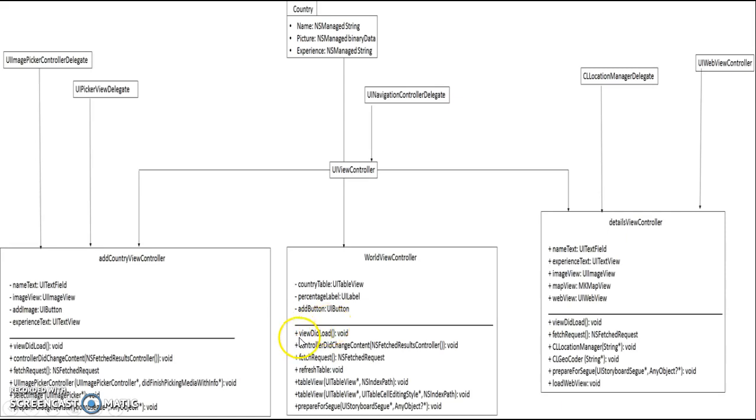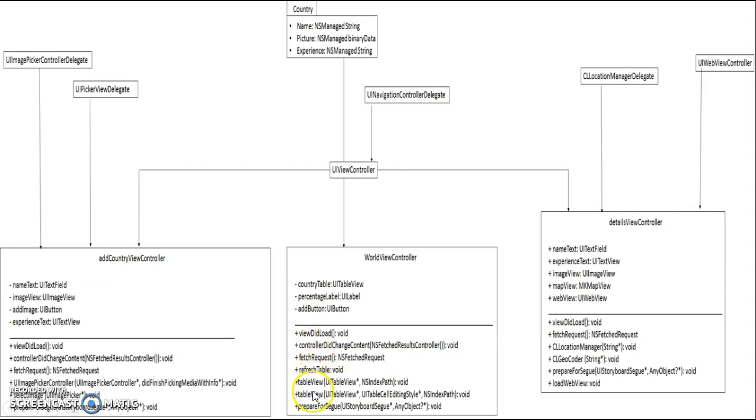This has a lot of redundant things like view did load, which is on everything. Controller did change content allows the view controller to update with the information that we need. Fetch request, since this is Core Data, that's very needed.